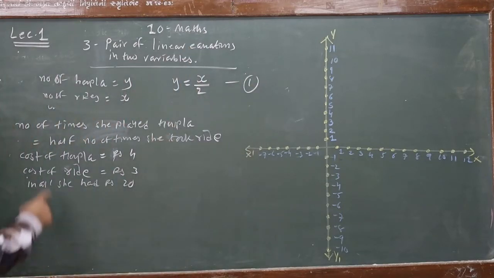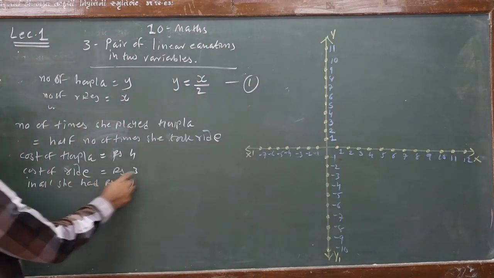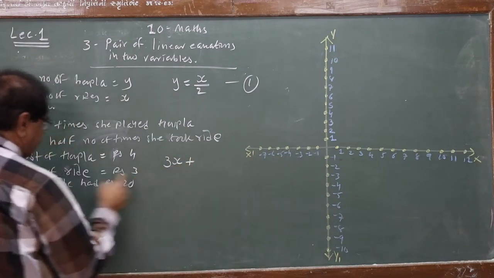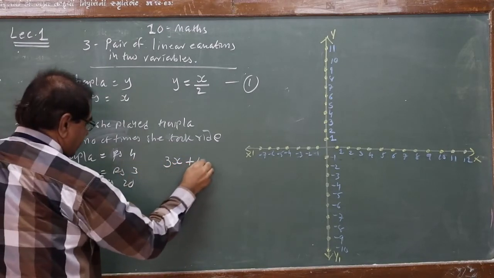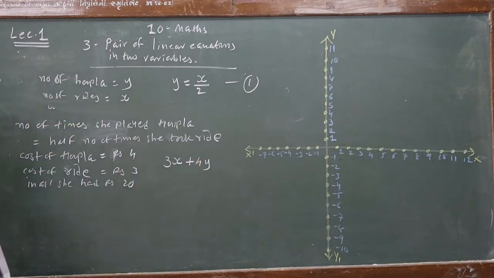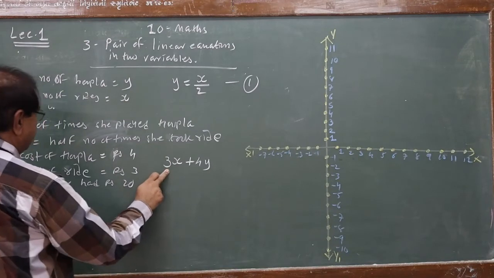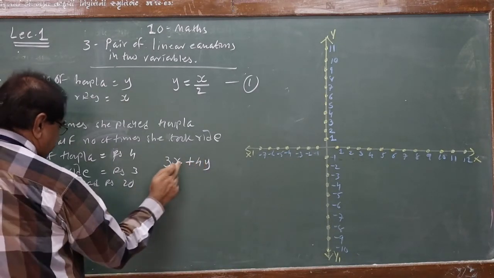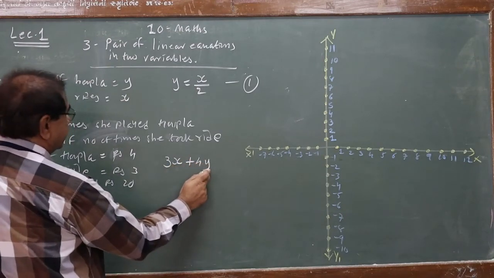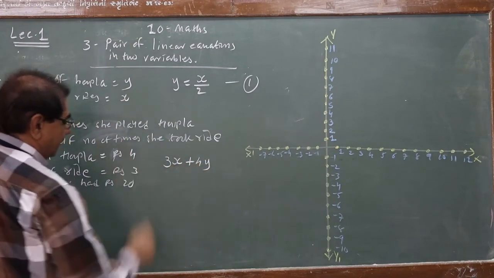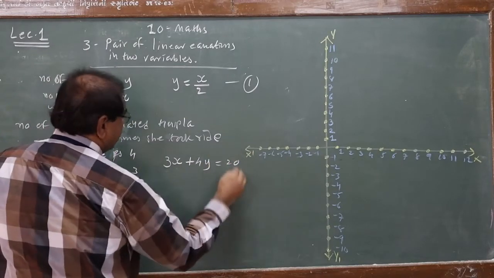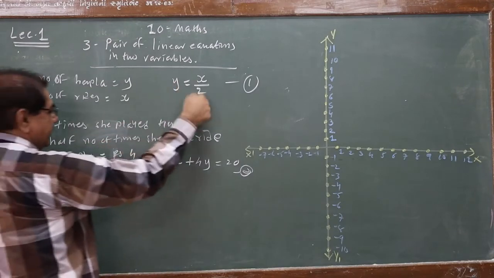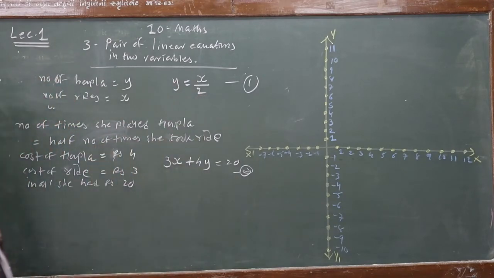Now the cost for a ride is rupees 3. So 3 times the ride plus 4 times the hoopla. Okay? So 3 is the cost for a ride, x is the number of times she took the ride, y is the number of times she played hoopla, and its cost is 4. And the total is 20. It is your equation number 2. This way you can check. It is your first equation, and it is your second equation.